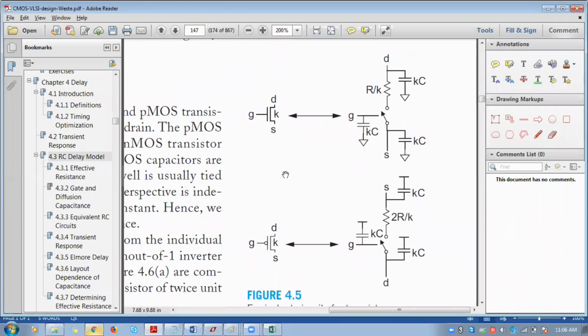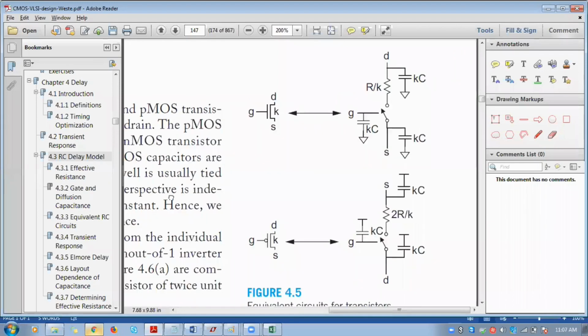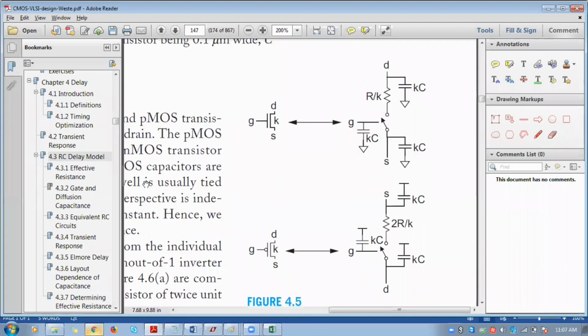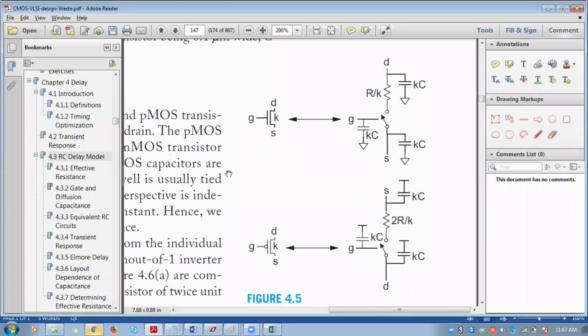Before getting into the RC delay modeling, we need to know the equation which is used to calculate RC delay. From the name itself, we need to calculate the equivalent resistance as well as the equivalent capacitance of the circuit or the design for which we are calculating delay. Then we apply the equation tau equal to RC. This is the main basic equation to calculate the RC delay model. Tau equal to RC, where tau is the delay constant or time constant.